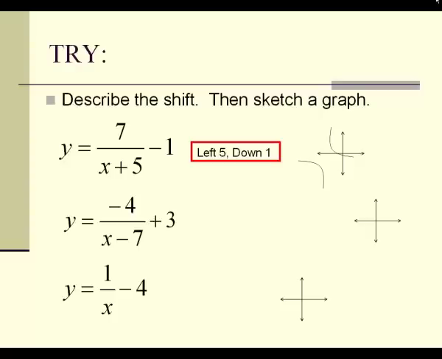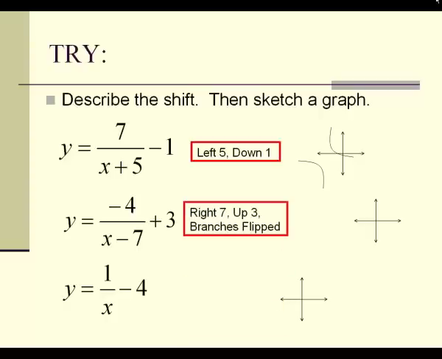On the second one, we are shifting right 7, up 3, and the branches are also flipped because of the negative on the top of the fraction. So when you draw your graph, go right 7, up 3, and draw your branches flipped. So this means top left, bottom right in terms of your asymptotes, and not top right, bottom left. On the last one, we are shifting down 4. That's the only change to this graph. Draw your branches so that they are shifted down 4, and then put them in the top right, bottom left corners.